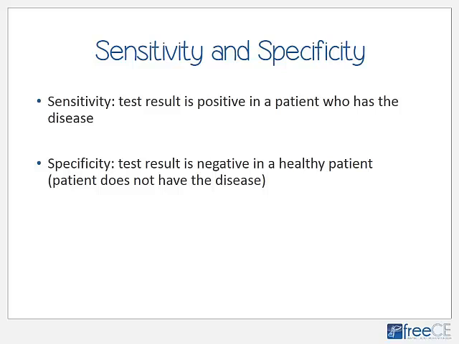And then specificity is a test result that is negative in a healthy patient, or a patient who does not have the disease. So hopefully that helps. Sensitivity is positive in a patient who does have the disease. Specificity is negative. It has a high specificity if it's going to be negative in a patient who does not have the disease. So sensitivity and specificity, I think, are especially important when we talk about testing for Clostridium difficile, which is what we're going to talk about on this next slide.